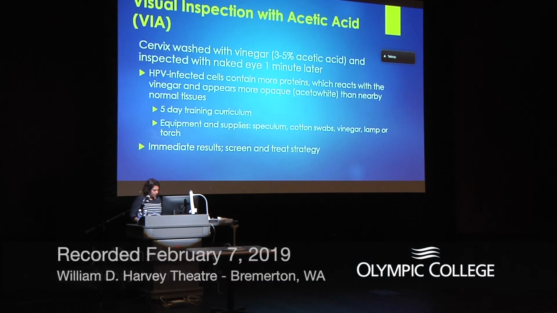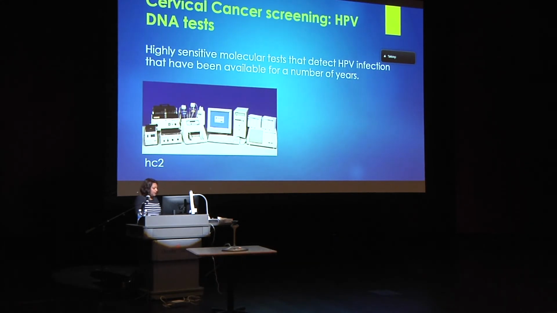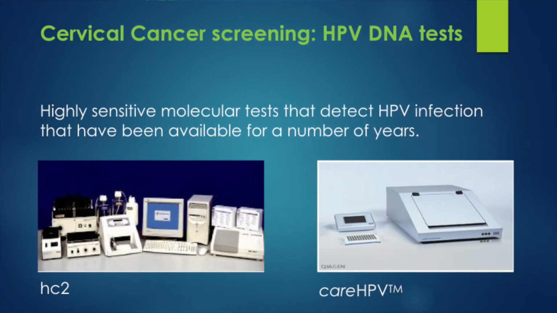However, VIA has its limitations. Its power to detect varies greatly between 60 and 80%, and it really depends on the skill of the provider. But there is a new screening method for cervical cancer, HPV DNA tests. These are highly sensitive, about 80 to 90% effective in detecting HPV infection. The HC2 test is a sophisticated hospital-based test. This test was only developed and available in well-resourced settings. It is costly.